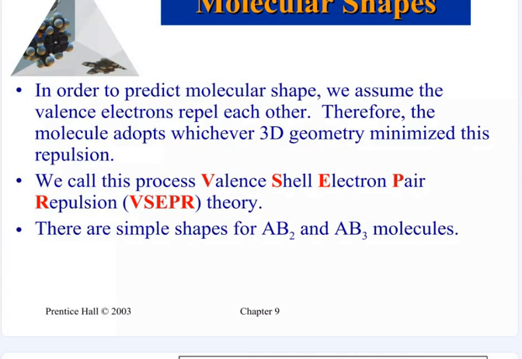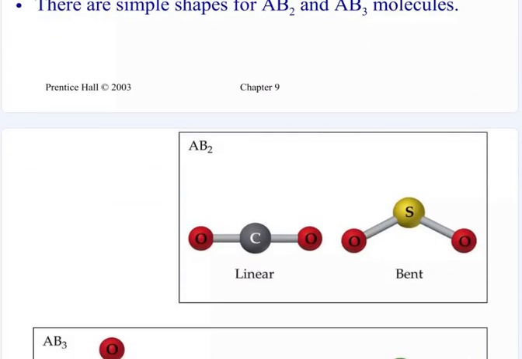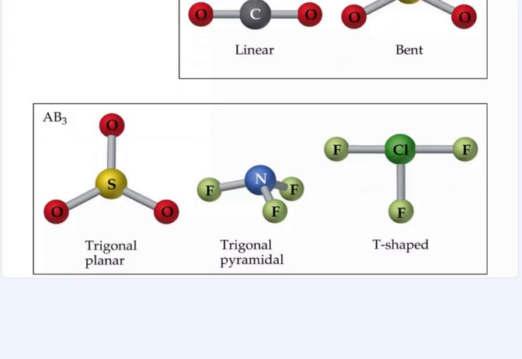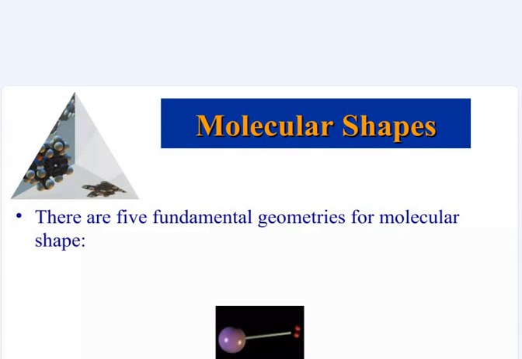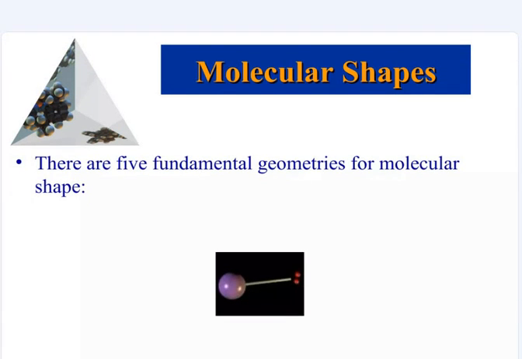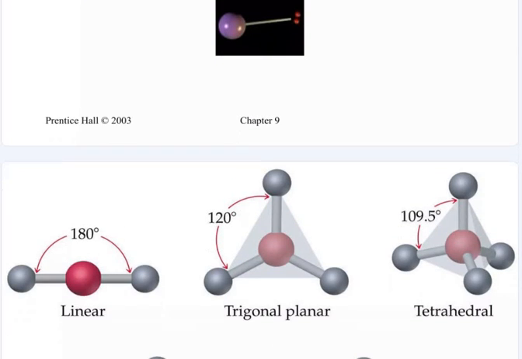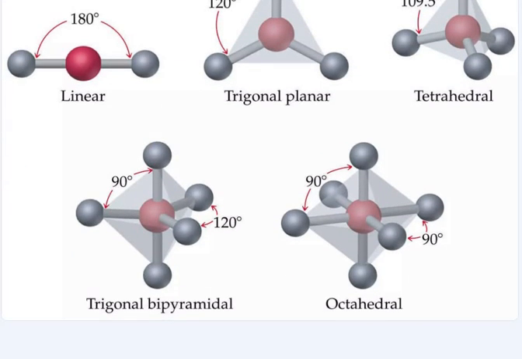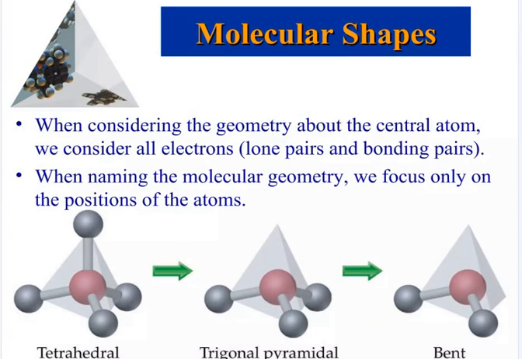Now, molecular shape: the VSEPR theory, valence shell electron pair repulsion theory. AB2 molecules have two shapes, linear or bent. AB3 molecules can be trigonal planar, trigonal pyramidal or T-shaped. So, there are 5 fundamental geometries for molecular shapes. You can see linear, trigonal planar, tetrahedral, trigonal bipyramidal and octahedral.